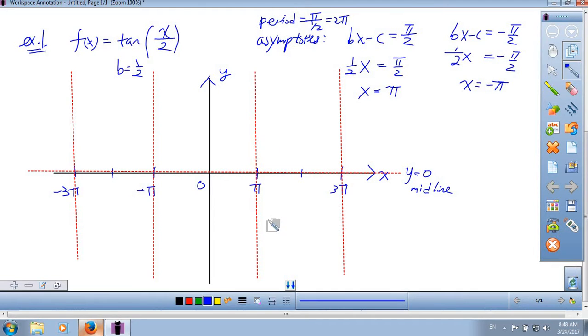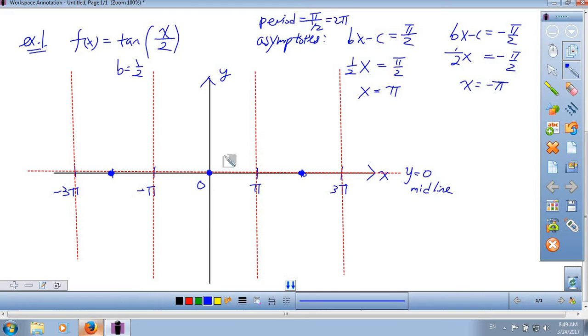So go back to what we said before. The point in the middle, where the graph crosses the midline, is going to be at the middle between the two asymptotes. So between negative pi and pi, in the middle is going to be 0. So I know those will be my points. There will be a point here. Between every two asymptotes, in the middle, we will have our zeros, or our midpoint where the graph intersects, or I should say intersection point.